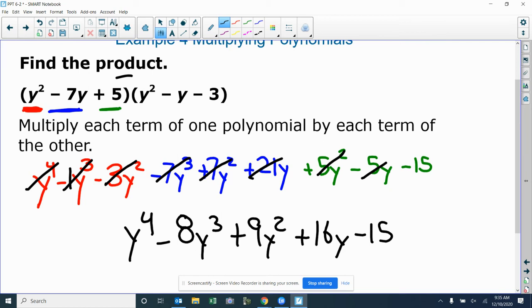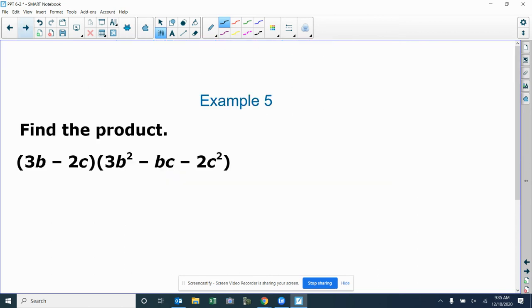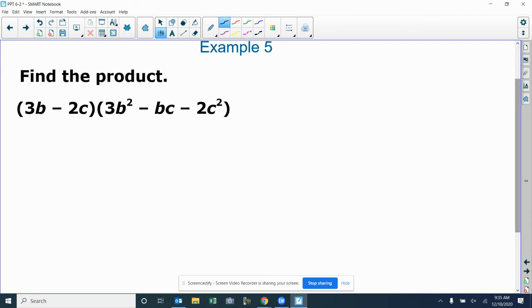Let's try another one. Okay, this wasn't a trinomial, this is just a binomial times a trinomial. Same principles hold. Multiply numbers and do what to the exponents? Add them.